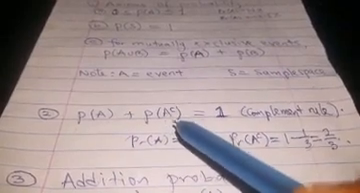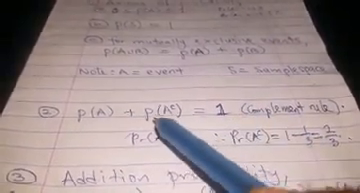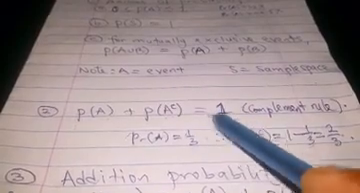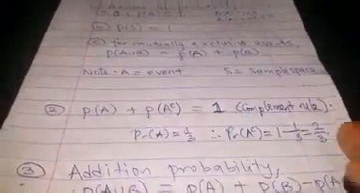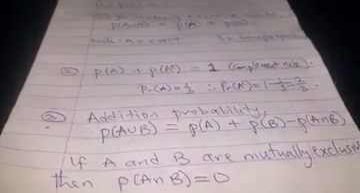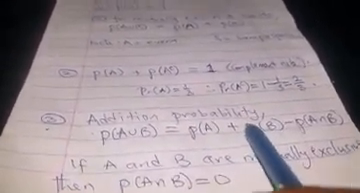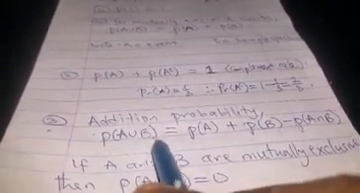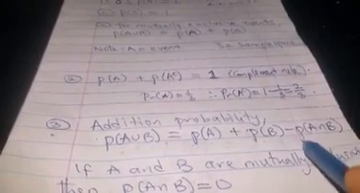The probability that an event occurs plus the probability that the event did not occur is equal to 1. So it means that the probability that the event did not occur will be 1 minus the probability that the event occurs. That leads us to another rule of probability called the addition rule. And what does this rule state? That probability of A union B is equal to probability of A plus probability of B minus probability of A intersection B.